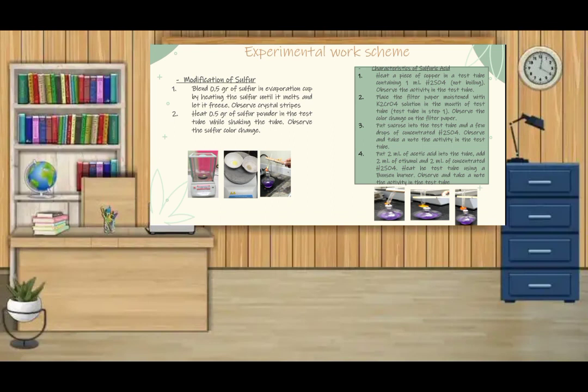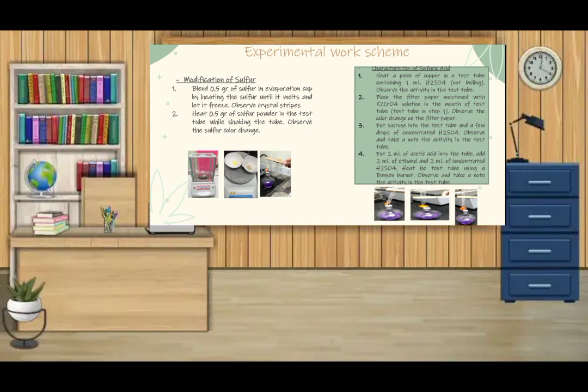Experimental work scheme: Modification of sulfur. First, blend 0.5 grams of sulfur in an evaporation cup by heating the sulfur until it melts and let it freeze. Observe the crystal stripes. Second, heat 0.5 grams of sulfur powder in a test tube. While shaking the tube, observe the sulfur color change.